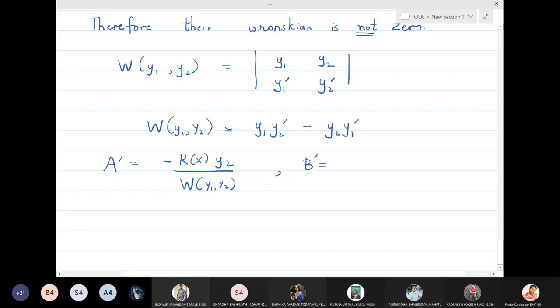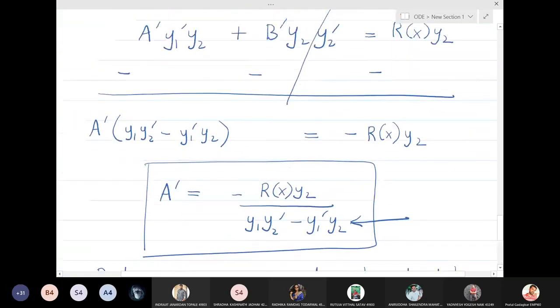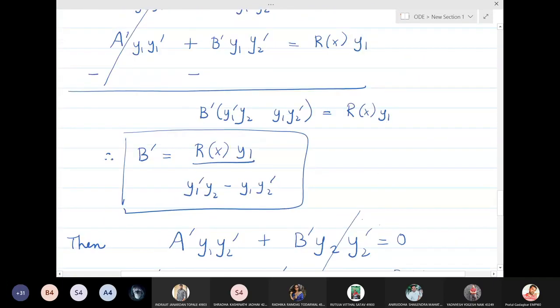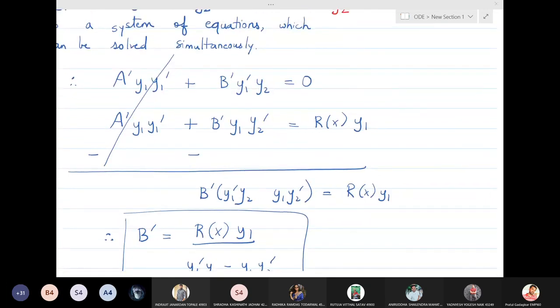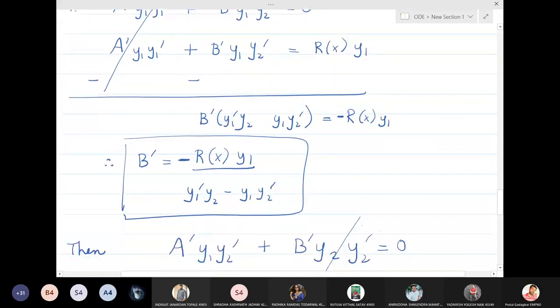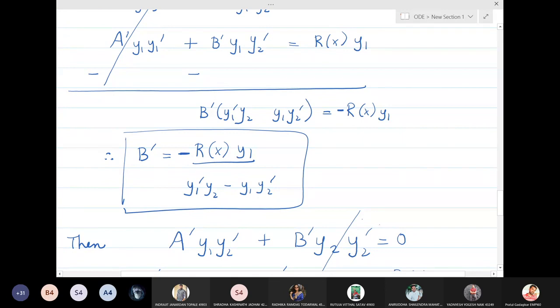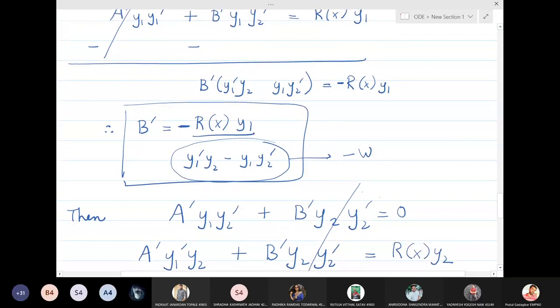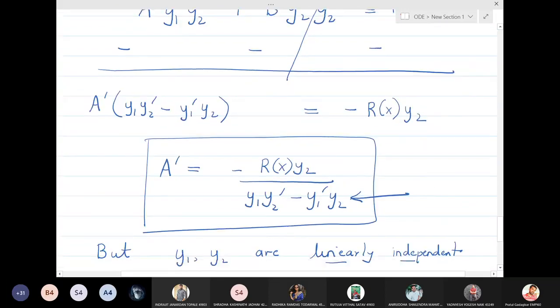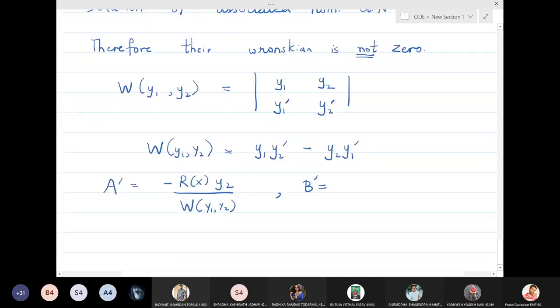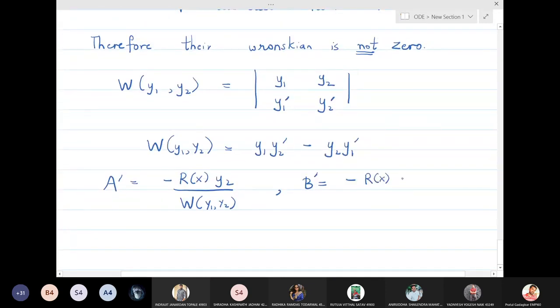What is b' equal to? I did that for b'. I forgot the minus sign, so let me put the minus sign here. When I subtracted, this got a negative sign. Now b' is minus rx y1 upon, and this particular denominator is not the Wronskian, but the negative of the Wronskian. It is minus W, which is y1' y2 minus y1 y2'. It is the Wronskian with a negative sign. So b' will become minus rx y1 upon the negative of the Wronskian.